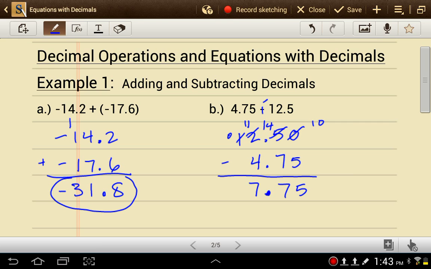Now, I had negative 12.5. That was one on top here. So I have more negatives than positives. So my answer is negative 7.75. I took away more than I had if you think of the original problem. Okay, if you need to copy that down, go ahead. I'm going to move on to my next slide.